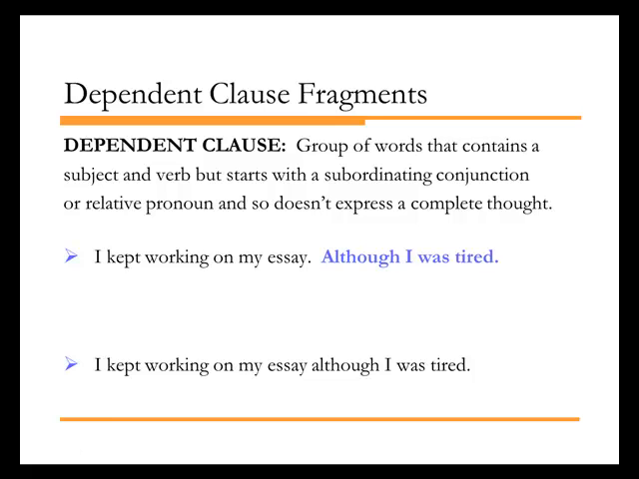A group of words that contains a subject and a verb, but starts with a dependent word, either a subordinating conjunction or a relative pronoun like who, which, and that, doesn't express a complete thought. Again, the first group of words, I kept working on my essay, is a complete sentence. The second group of words, although I was tired, is a fragment. Now notice that second group has a subject, I, and has a verb, was. But because the word although is in front of I was tired, it makes that group of words dependent on additional information. Although I was tired, I still did my homework anyway.